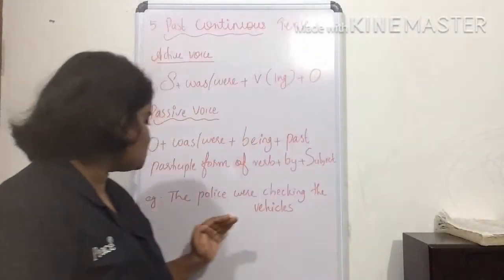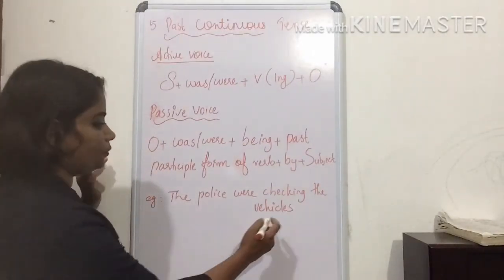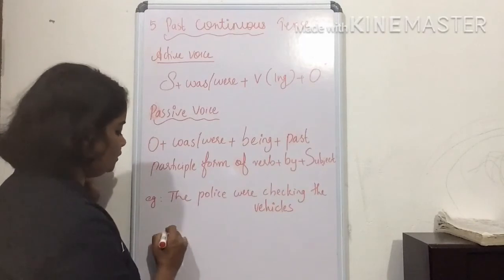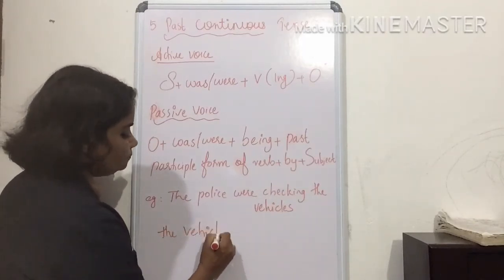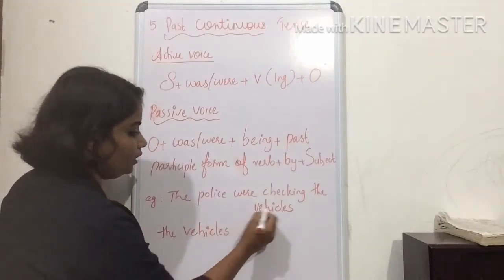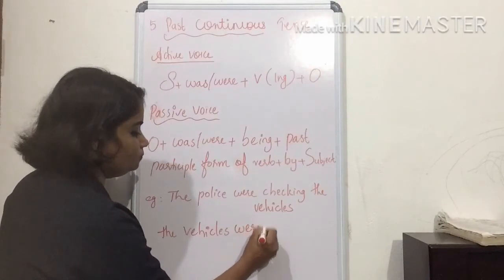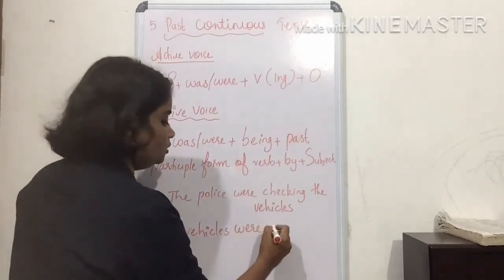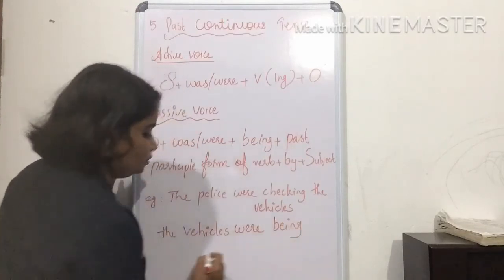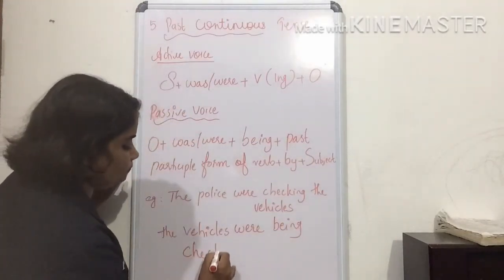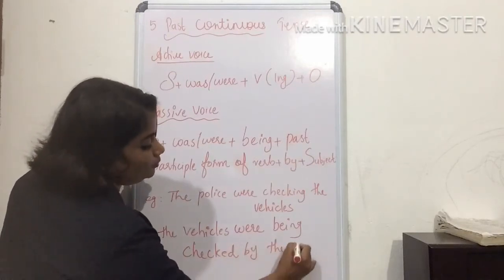So let us try to transform or convert into passive voice. Which is the object over here? Yes, the vehicles. So it is treated as the plural. So vehicles were being checked by the police.